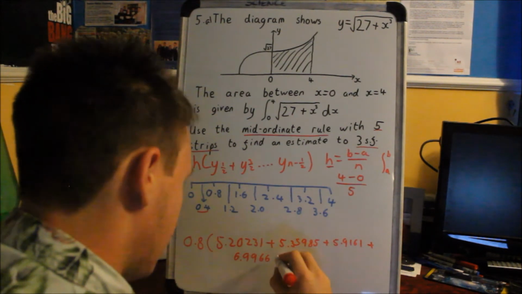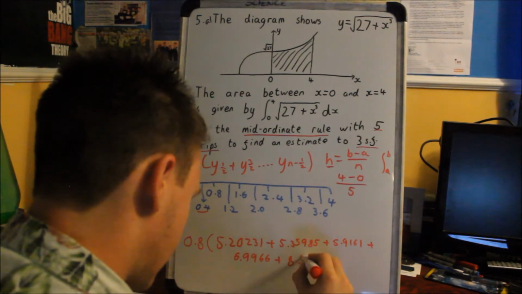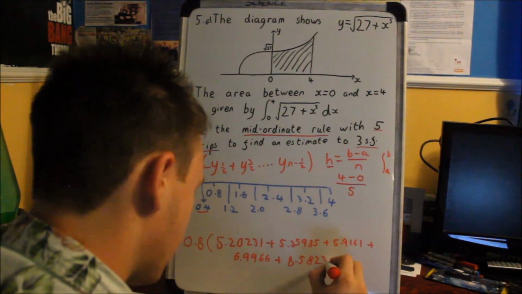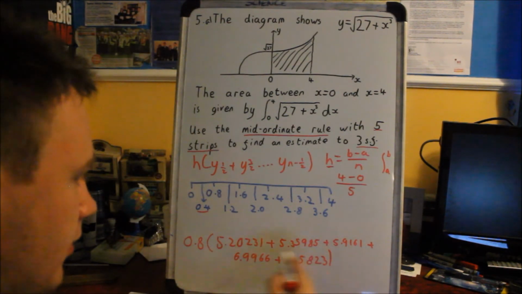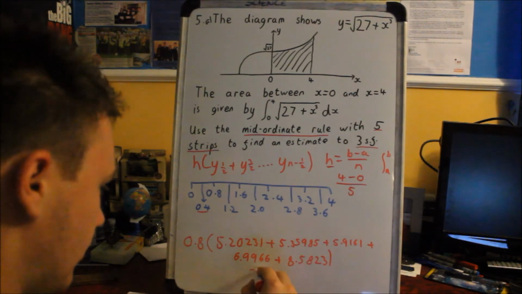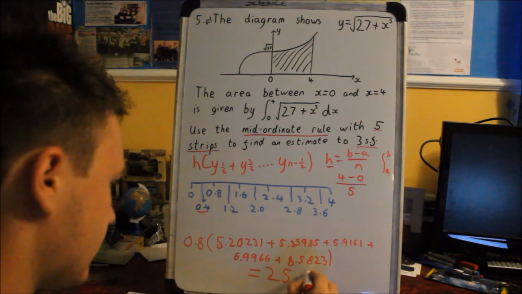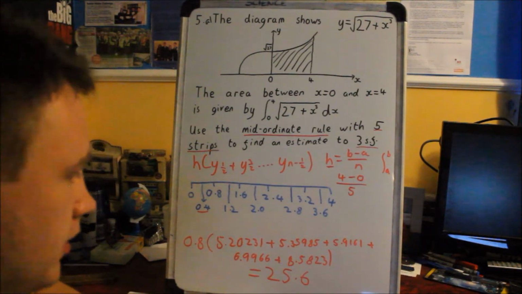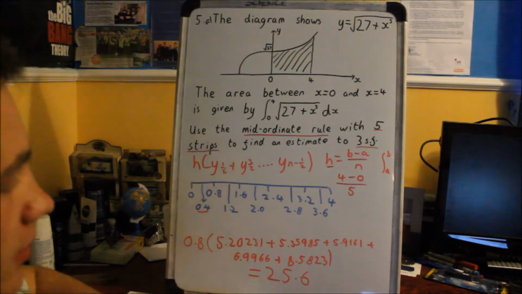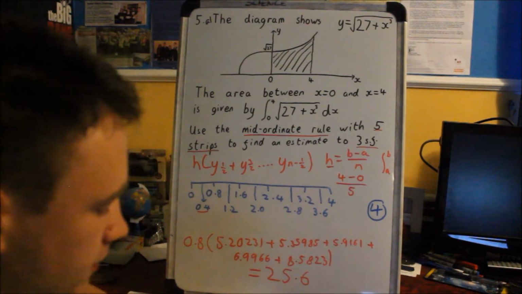6.9966 if we were to put 2.8 into the equation, and 8.5823 if we were to put 3.6 into the equation. So I've got 0.8 times the sum of all of these things, and that will quite simply give you an answer, and that answer happens to be 25.6. You can do that on your calculator if you want, but the important thing is you know how to do it. Now this part A alone was worth 4 marks.